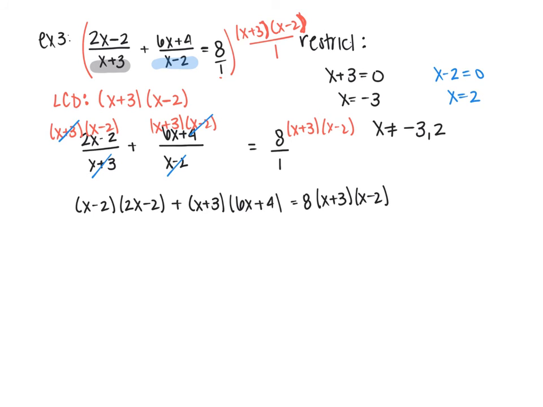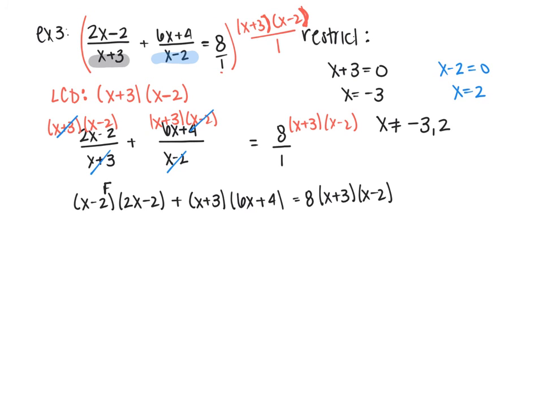Now I need to FOIL and undo all of these parentheses so that I can combine like terms and hopefully solve it, whether it's by factoring or by a regular linear equation. So I'm going to FOIL all of this. FOIL, FOIL, FOIL.